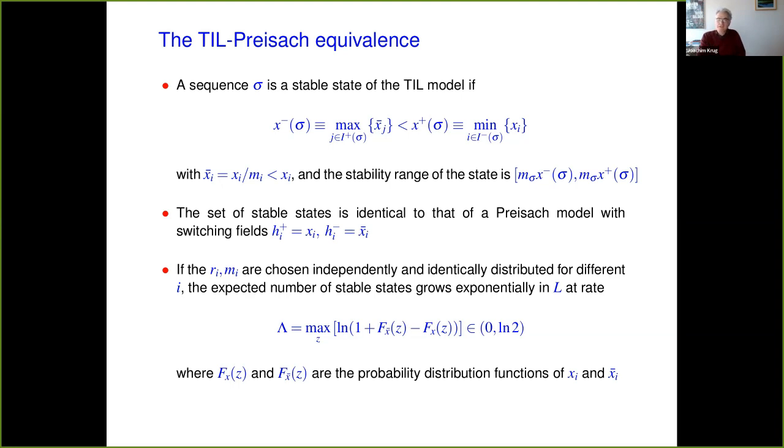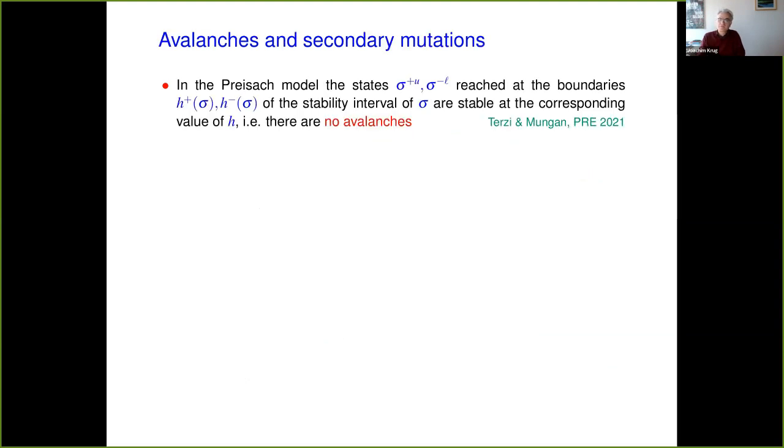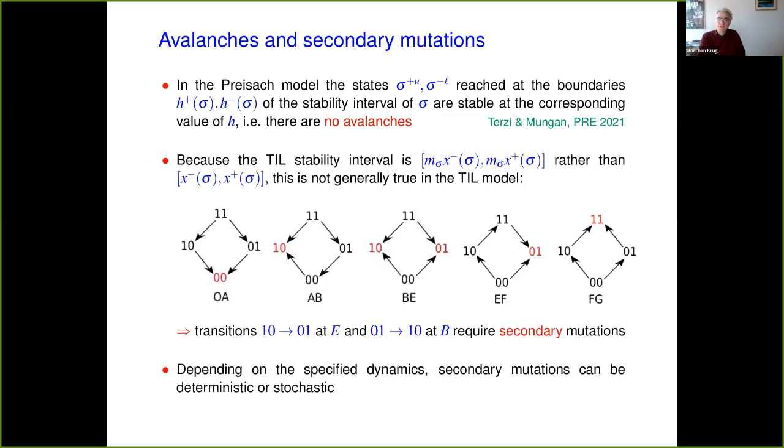Okay, so now let's think a little bit more about what actually happens when you reach the boundary. Suppose we're at a certain concentration where a certain state is stable, and now we move to the boundary of the stability interval. Now in the Preisach model, it turns out that when you reach the boundaries, there will be another stable state at that concentration. So in fact, and this is maybe a bit disappointing for a talk given in honor of Deepak, there are actually no avalanches in the Preisach model. This was shown by Terzi and Muhittin Mungan recently. So in the Preisach model, you just go from one state to the other as you change the field. But in the Tile model, this is actually not the case.